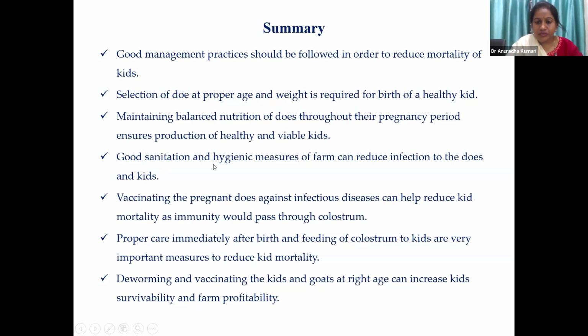Sanitation and hygienic measures of the farm and at the kidding pen are also important. Vaccination of the pregnant animal at the advanced stage of pregnancy is most important, as that will help in the transmission of passive immunity to the kid via the colostrum. Proper care of the kid immediately after birth, like care of the umbilical cord and early and adequate feeding of colostrum, are important measures to prevent kid mortality.